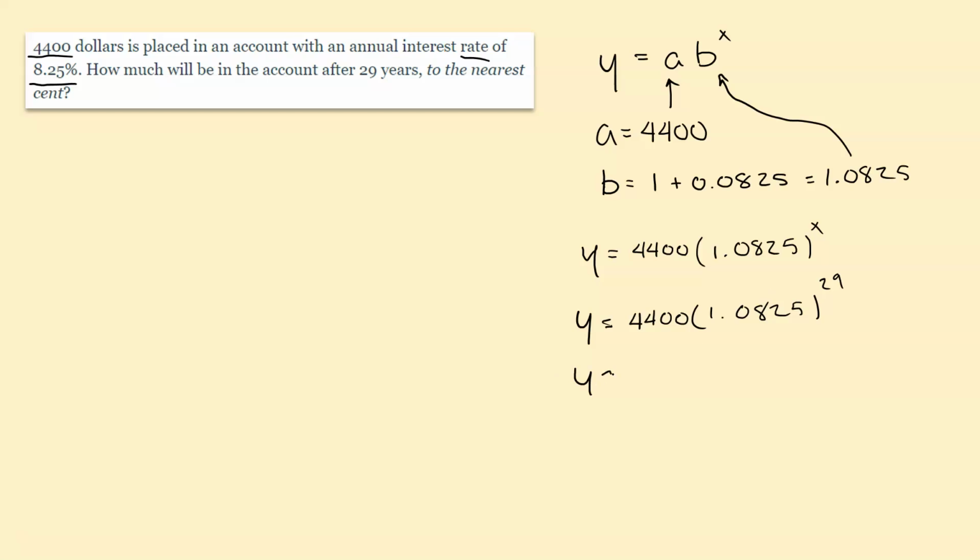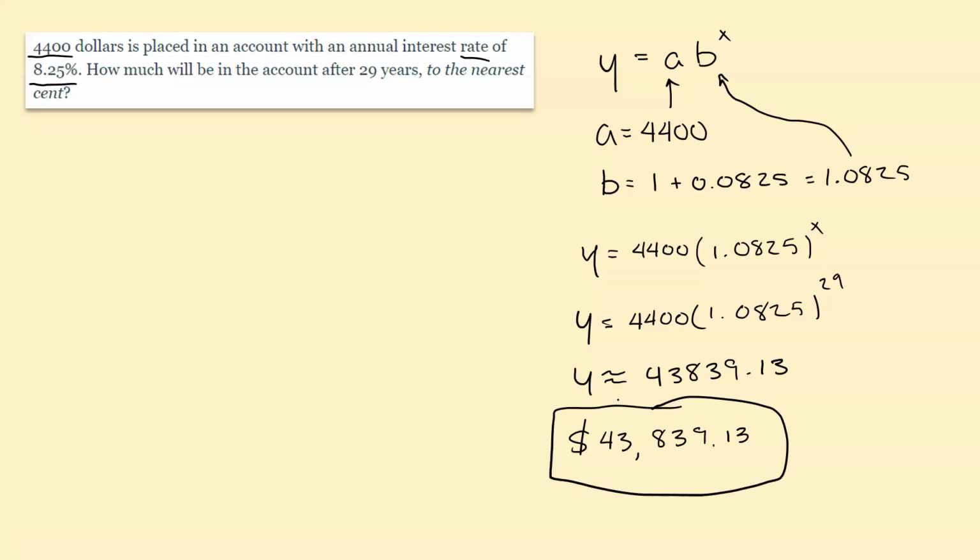And I got y is approximately 43,839 point, and then rounded to the nearest cent, once again to the hundredths place, 13. Again, I use the approximately symbol because we're rounding here. So that is $43,839.13. The account grew from 4,400 to 43,000 after 29 years. That's quite a bit of growth.